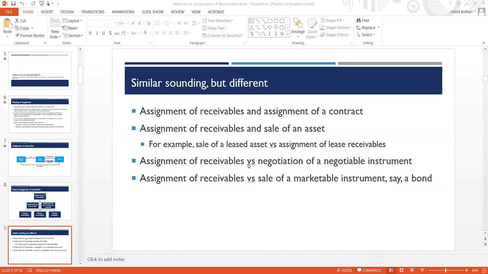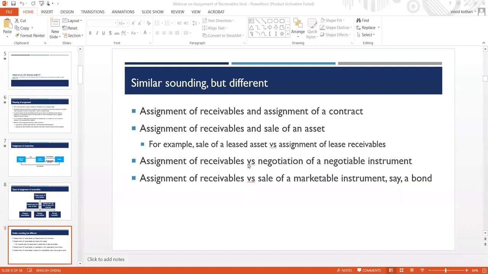Last, and once again very important, assignment of receivables versus sale of a marketable instrument. Let's say I'm selling a bond. Selling a bond is sale of a security. It's not sale of a contractual right, because the obligation there as well is embedded into an instrument. The instrument in question is a bond. A bond has an intrinsic right of the holder of the security to a sum of money. So the right is embedded in the instrument itself, and the instrument by design is marketable.